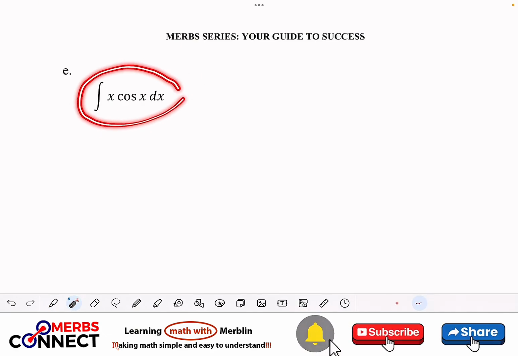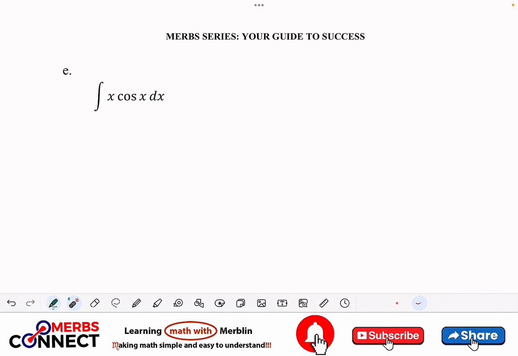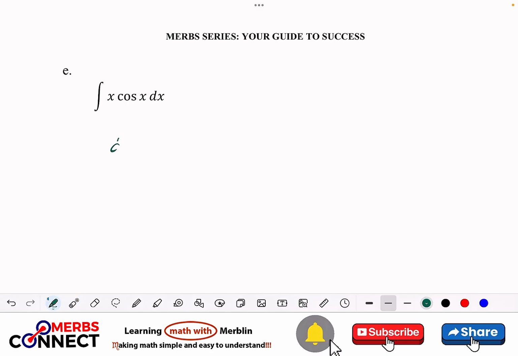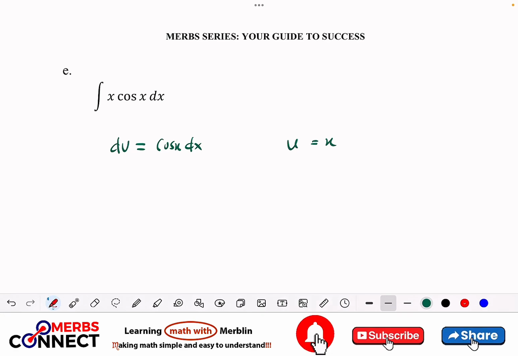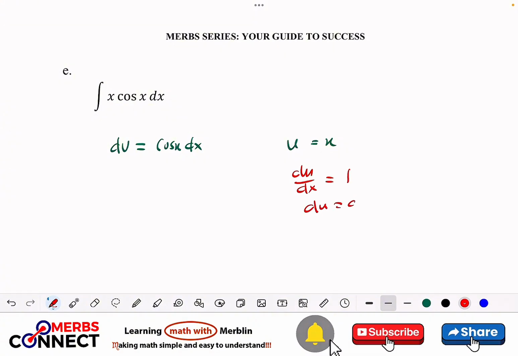Now this one, which one are we going to choose for our u or dv? Anytime you have a polynomial function and then the trig function, you choose your dv first before you choose your u. So my dv should be equal to the trig function. So I'm going to have cos x dx, and everything left is for u, which is left with x. That's basically what we need. So let's find du, which is equal to dx.